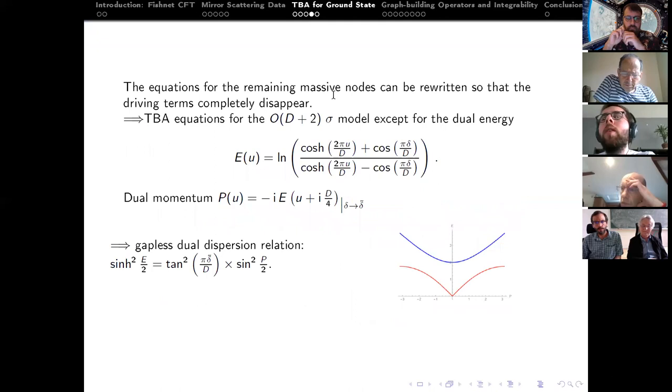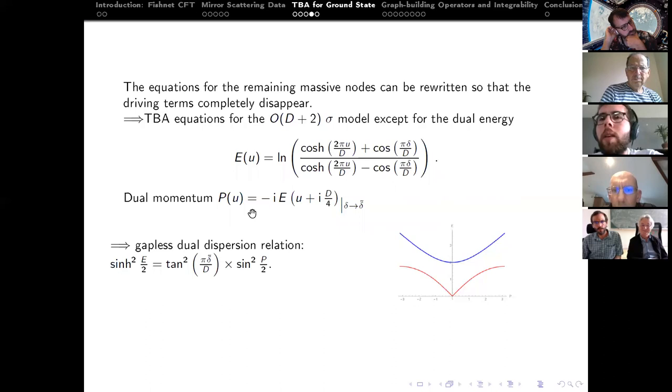First, you can also rewrite the equations for the other massive nodes so that all the kernels coming from the scalar phase disappear. But at the same time, in the remaining massive nodes, you remove completely the driving term. You can absorb them. Okay. So in the end, what we get are the TBA equations for the OD plus two sigma model, except that the relativistic dispersion relation is replaced by a dual dispersion relation to our model. So the energy looks like this.